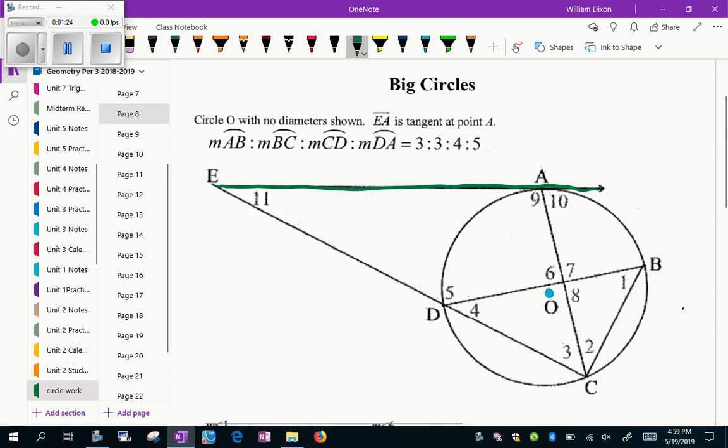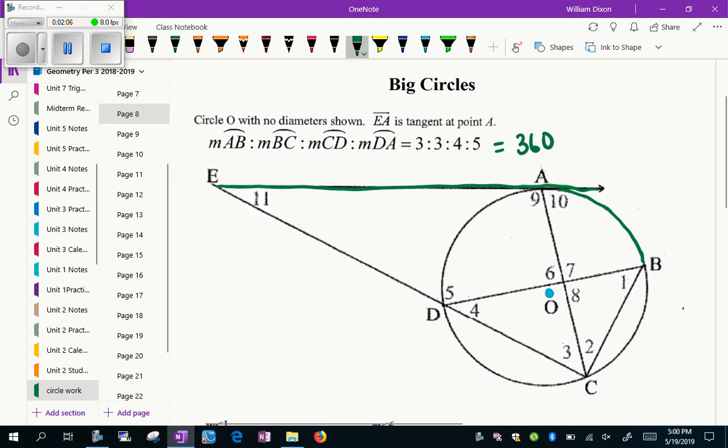All right, so it says the measure of arc AB, so that's here, is in proportion to the measure of BC, which is in proportion to the measure of arc CD, which is in proportion to the measure of arc DA. So that's going around, and that relationship is 3 to 3 to 4 to 5. I highlighted arc AB in green because we know all those arcs, their angle measurements, add up to 360 degrees. So all of them equal 360.